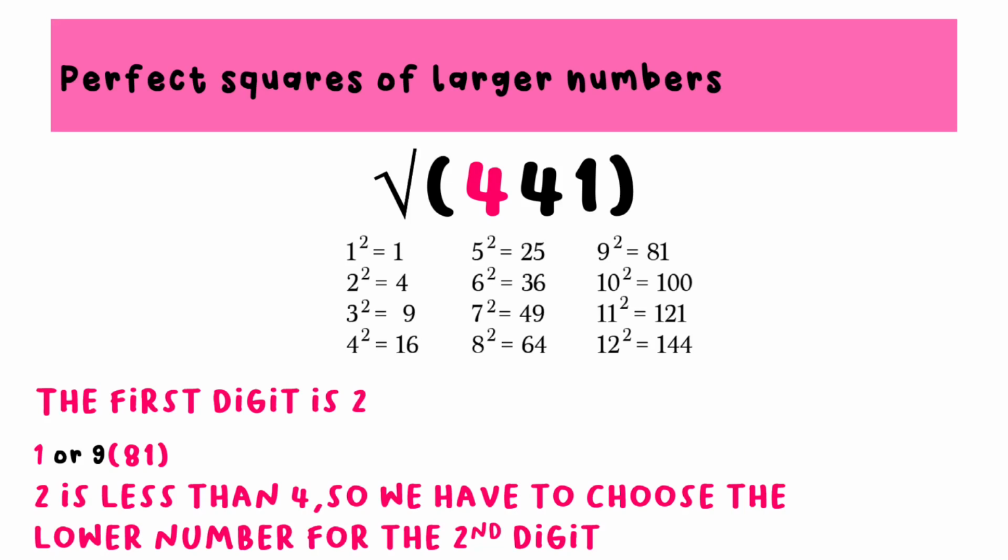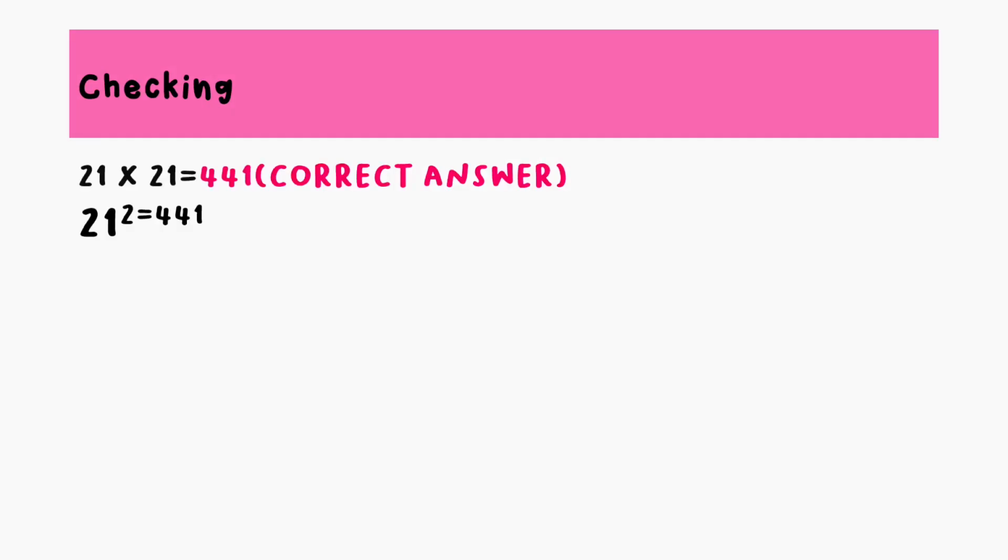So now let's look back at our candidates 1 or 9. Is 2 less than or greater than 4? So 2 is less than 4, so we have to choose the lower number for the second digit, which is the number 1. If you want to check if the answer is right, you can always multiply it by itself. So 21 times 21 is 441, which means that we got the correct answer.